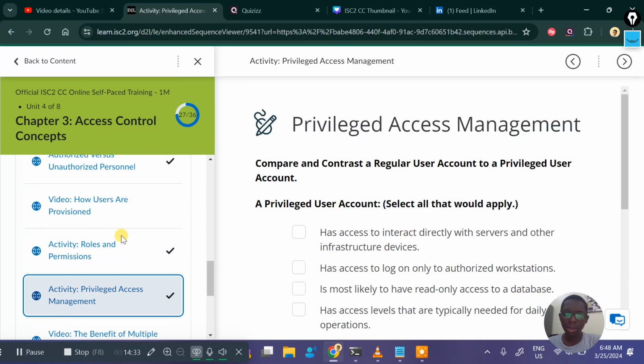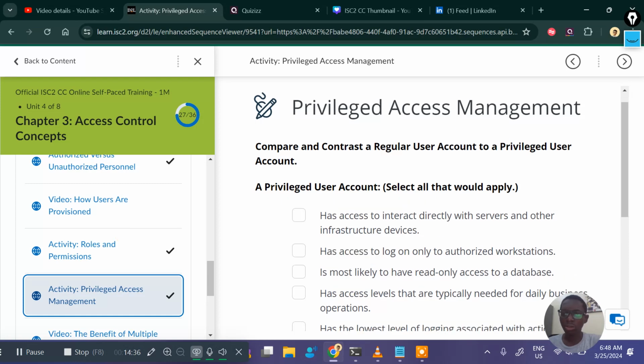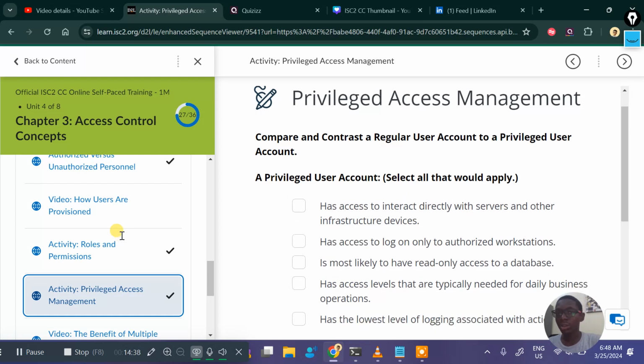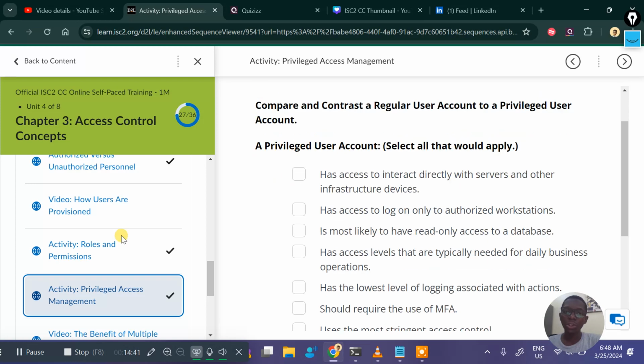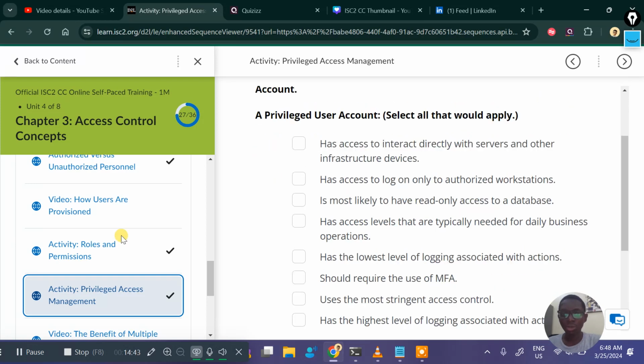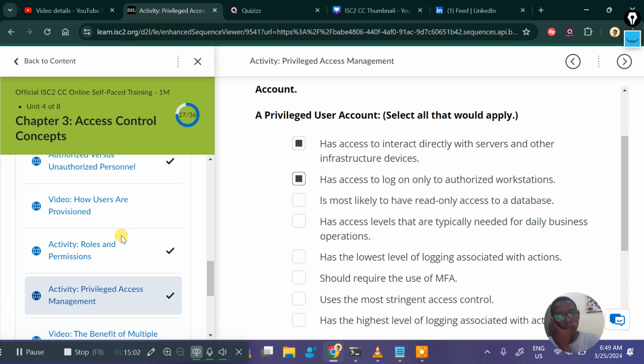privilege access management. Compare and contrast a regular user account to a privileged user account. A privileged account has access to interact directly with servers and other infrastructure devices. Yes, of course, because he would definitely need that access. And the next one has access to log on only to authorized workstations. Yep. It's most likely to have read only. No. When we talk about read only, that means you can't make changes to the information there. You can just read them.